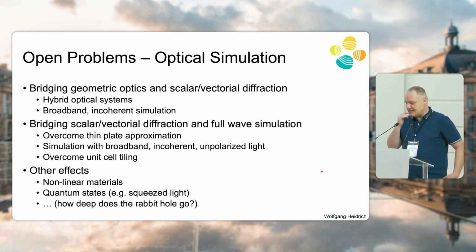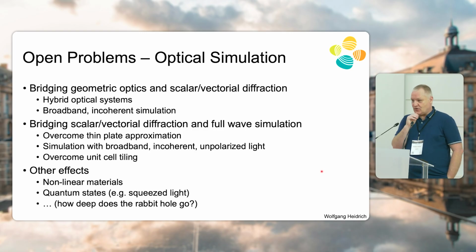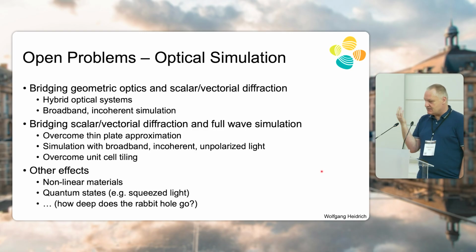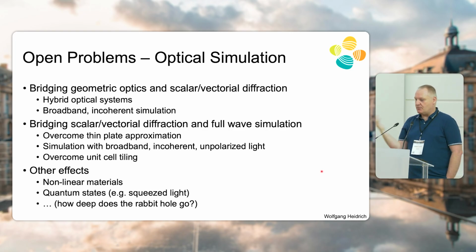So, all right, that's basically my list of open problems for optical simulation. It's all related to bridging these kinds of dimensions. Bridging geometric optics and scalar and vectorial diffraction for simulating hybrid optical systems, broadband propagation, and incoherent simulation for these kinds of DOEs. The next thing is bridging scalar and vectorial diffraction and full wave simulation.